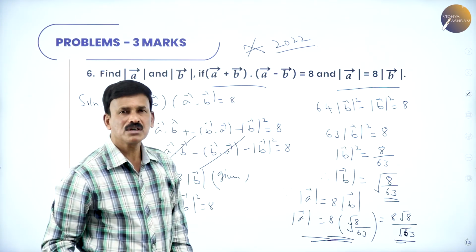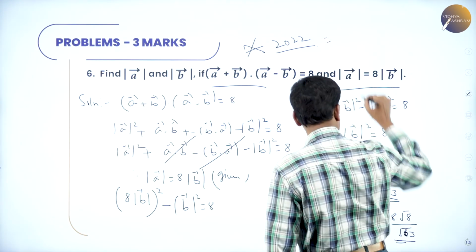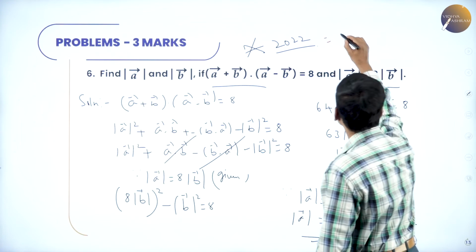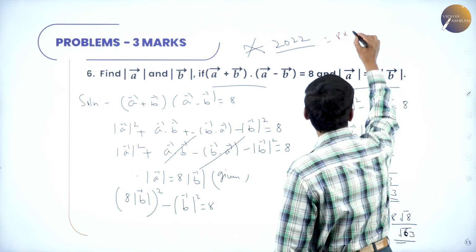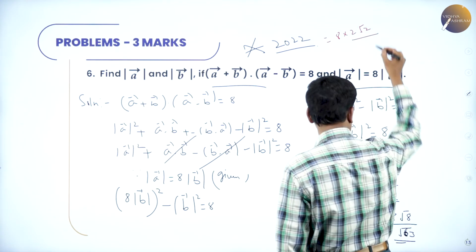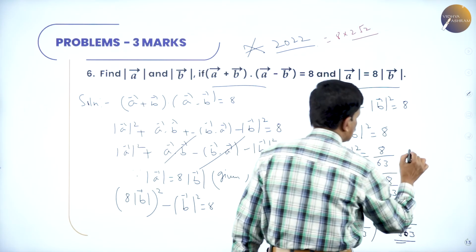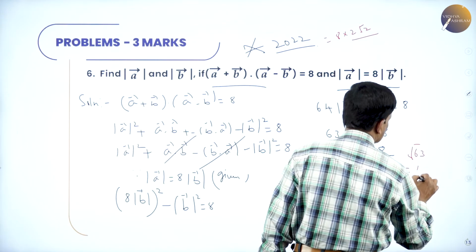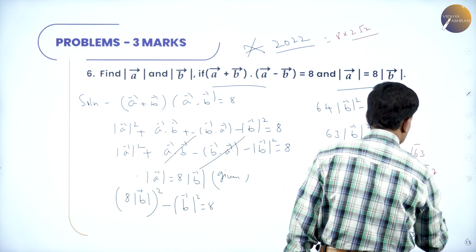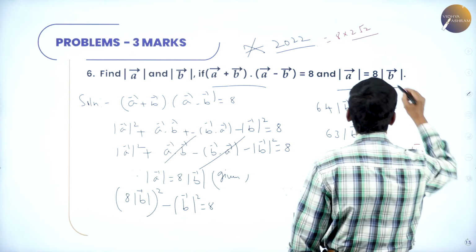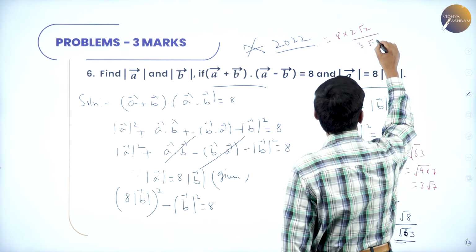So, this is the required answer. Okay. This can also be written as, simplify this, 8 into... 8 can be written as 4 into 2. Square root of 4 is 2. 2 root 2 divided by 63. Square root of 63 can also be written as 9 into 7. So, 9 into 7, this is 3 root 7. So, you can write 3 into root 7.